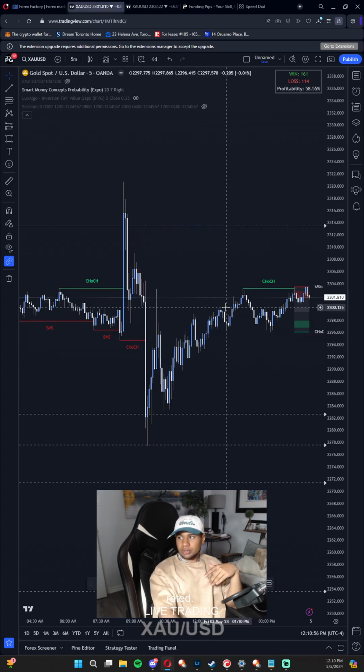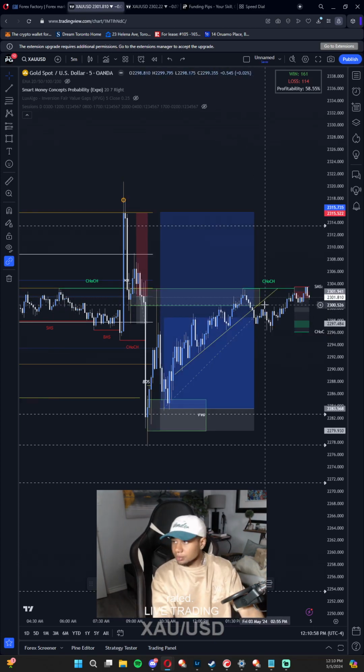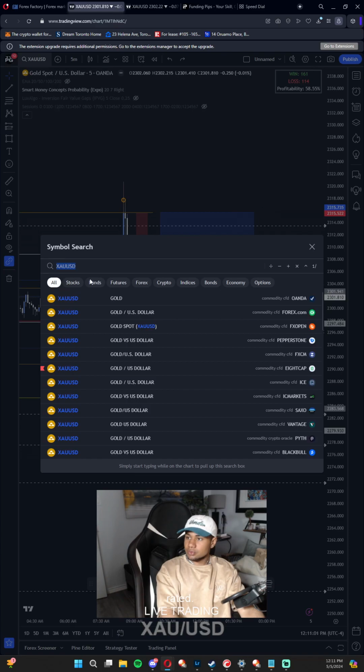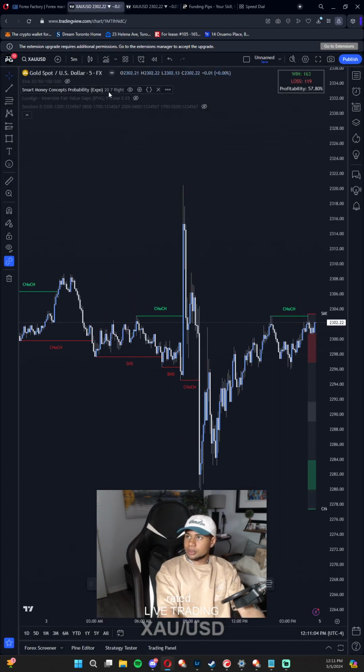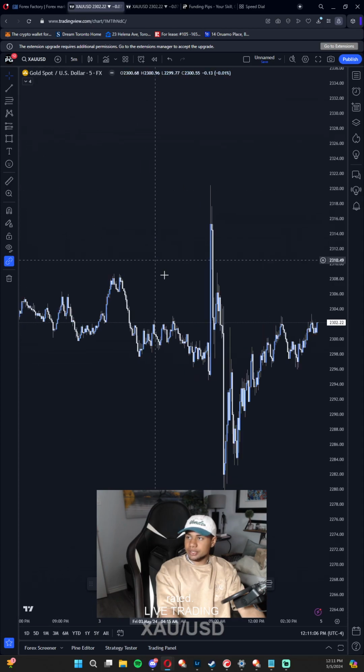So we're just gonna remove the drawings. Actually, you know what? Let me Control Z and just do another. Okay. So we're here, going to disable all my indicators or any indicators that I have.